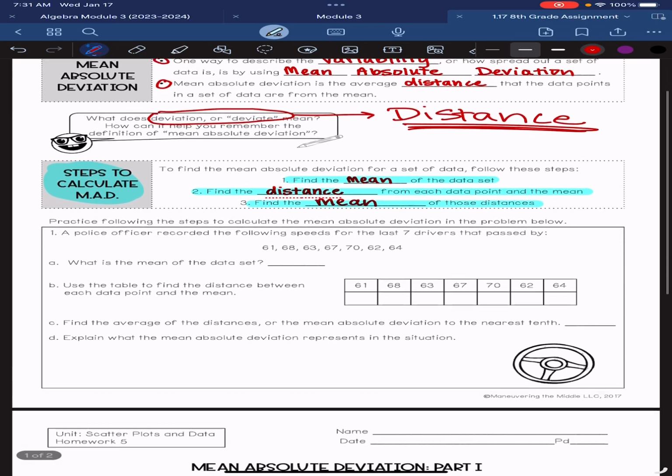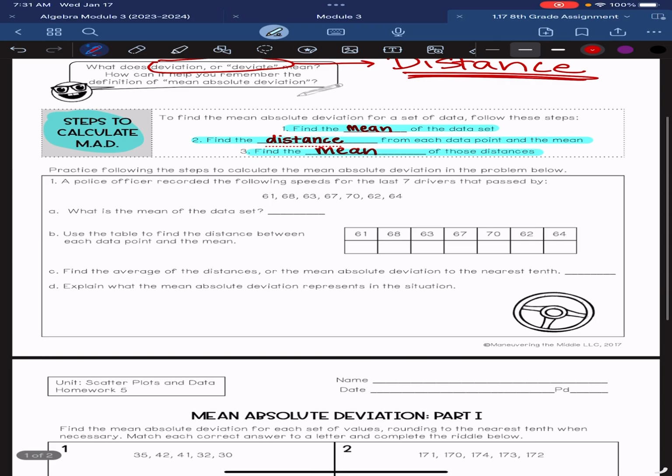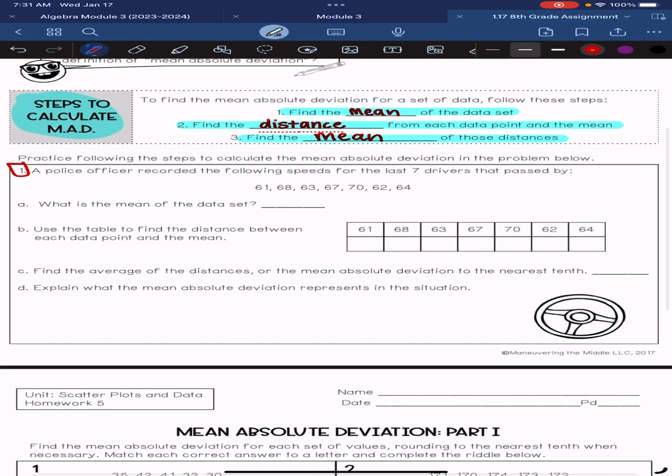So here's an example. We're right here at number 1. A police officer recorded the following speeds for the last 7 drivers that passed by. So the 7 drivers were driving at speeds of 61, 68, 63, 67, 70, 62, and 64 miles per hour. What is the mean of the data set?